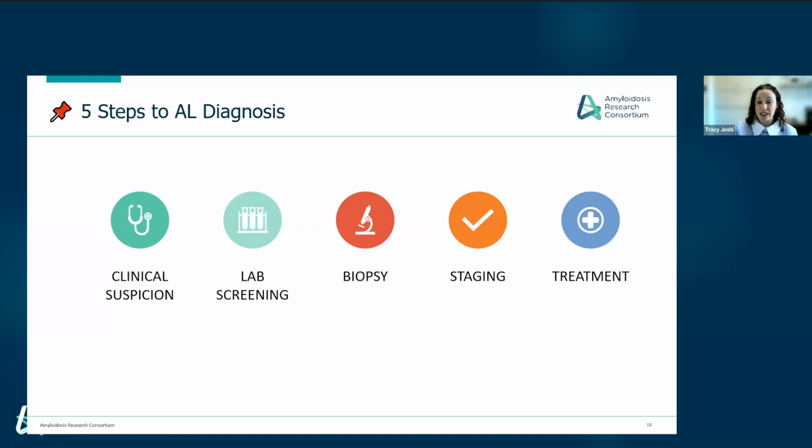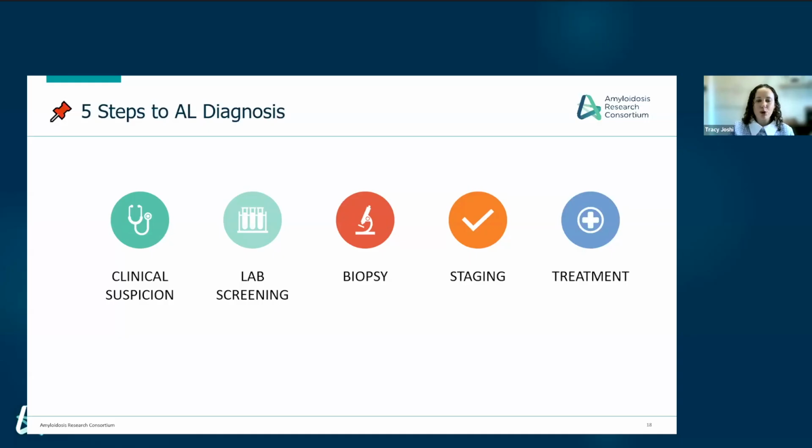If clinical suspicion is there, labs should be done to check for abnormal proteins or light chains. The next step is a biopsy to confirm the presence of amyloid deposits inside of the body. Once AL amyloidosis is confirmed, staging tests help determine which organs are affected and how advanced the disease is. Once the type and stage of AL amyloidosis are determined, a treatment plan is developed.